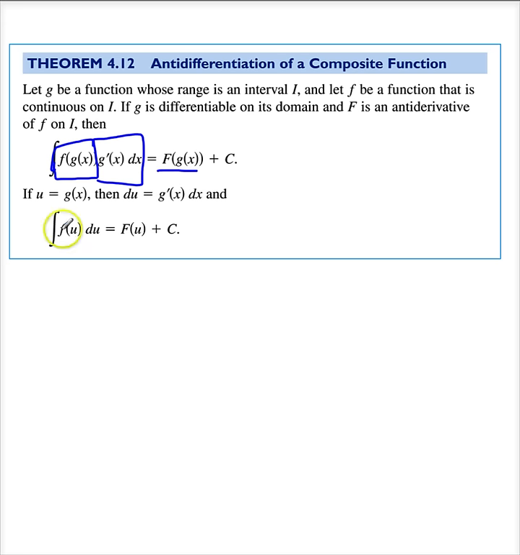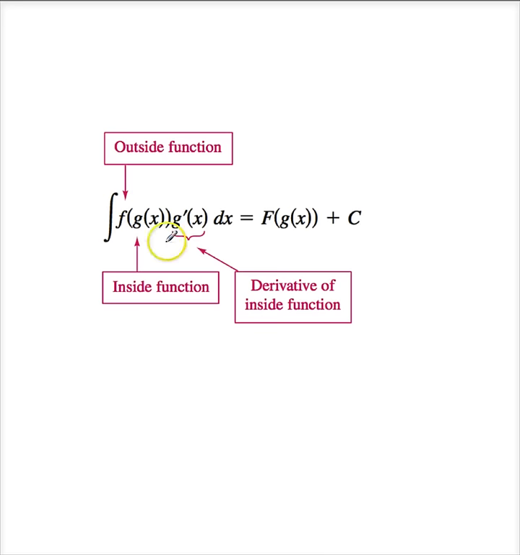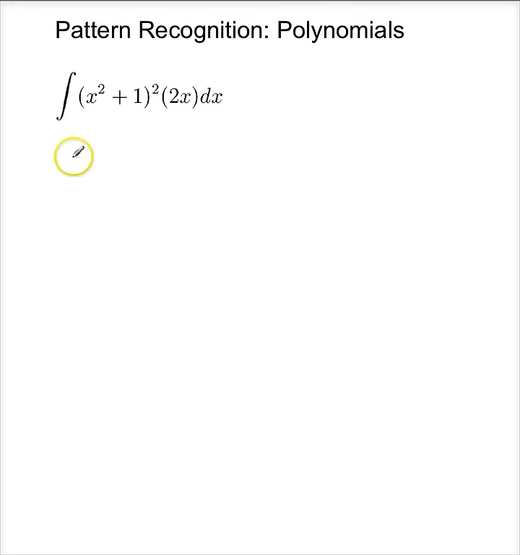Now, a lot of times we do a u substitution, and I let u equal g of x, then du is g prime dx. Look at it this way. Big F is your outside function. Little g is your inside function. Then you have g prime. Then this becomes the antiderivative of f times g of x plus c. Let's do a couple of examples.